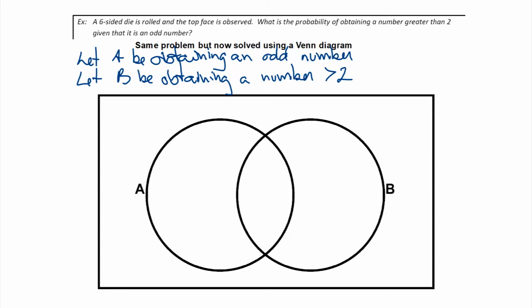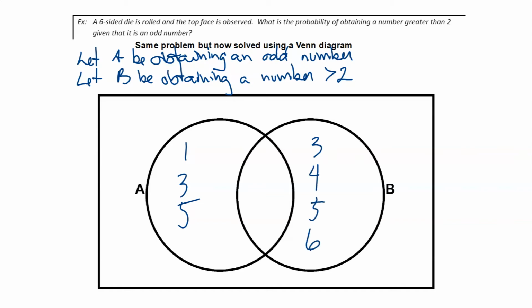So we need to fill in our Venn diagram first of all. When we roll a die, we've got 6 sides, and first of all, in group A, we're going to put in all the odd numbers, 1, 3, and 5. In B, we're going to put all the numbers that are greater than 2, which are 3, 4, 5, and 6.